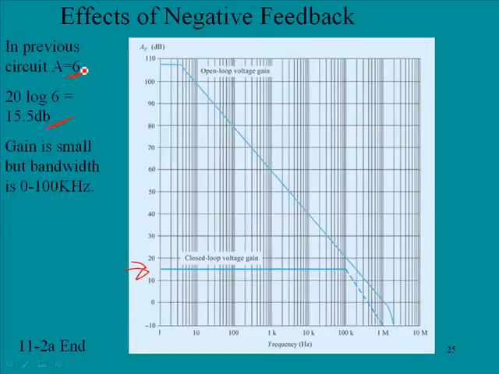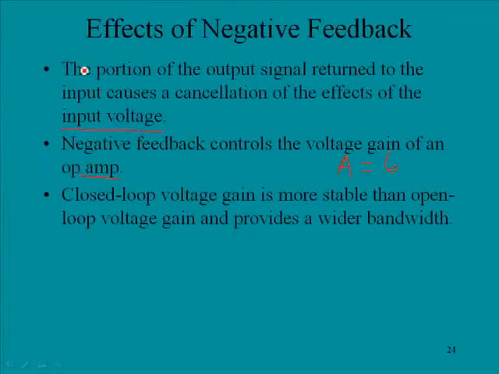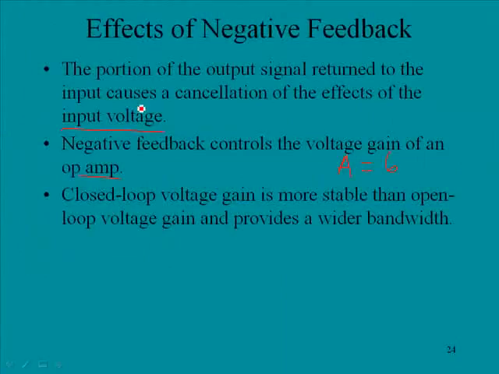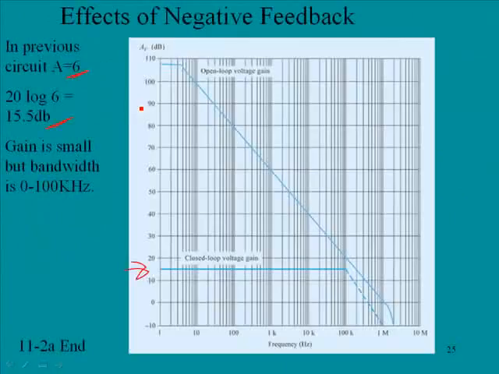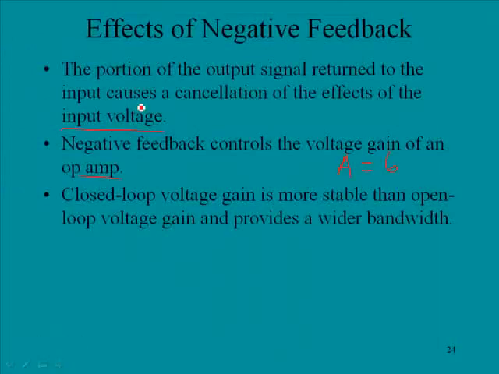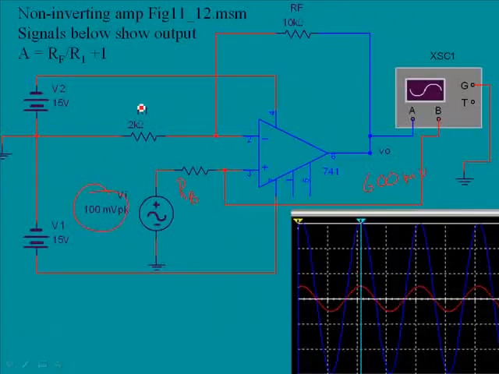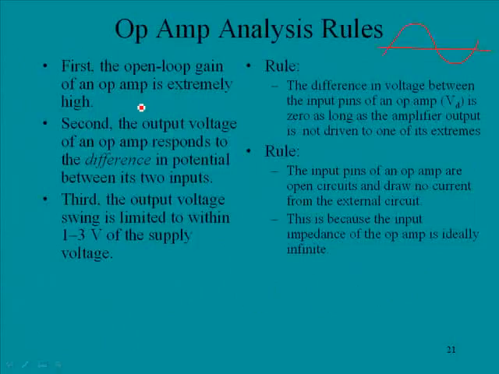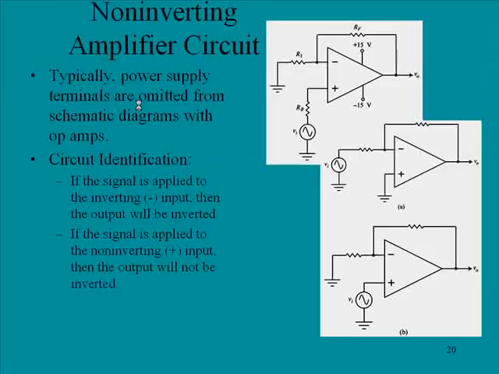This concludes our introduction to the non-inverting amp. And let's see, what did we look at? We looked at the graph of gain versus frequency, and we looked at an actual simulation, and then we looked at the schematic for that simulation, and we looked at some of the rules regarding op-amp analysis, and then we formally looked at the non-inverting amplifier. In the next section we will look at the inverting amplifier.